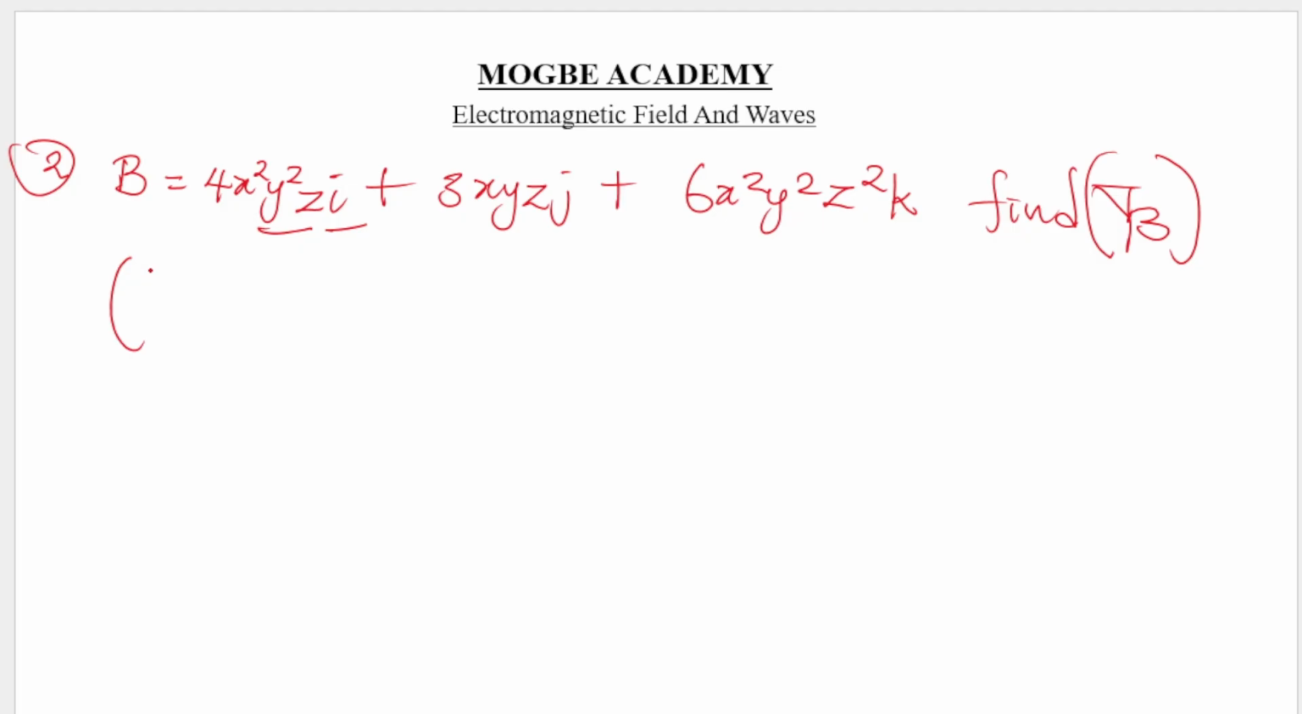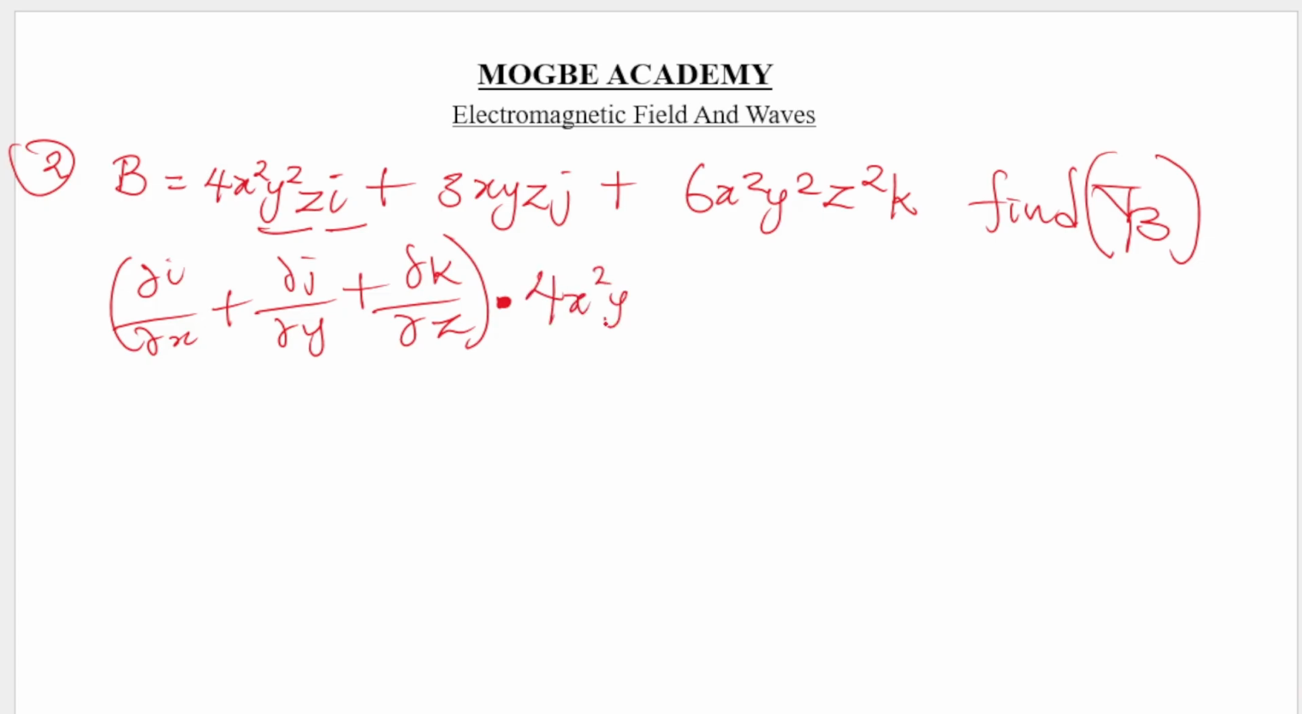The concept of gradient is simply partial i of partial x plus partial j of partial y plus partial k of partial z, multiplied. And what's the multiplication here? It is a scalar multiplication, multiplied by our b parameter, which is a vector: 4x square y square z of i, plus 3xyz of j, plus 6x square y square z square of k.